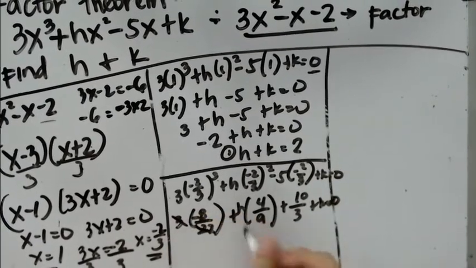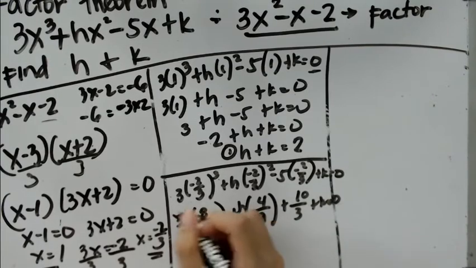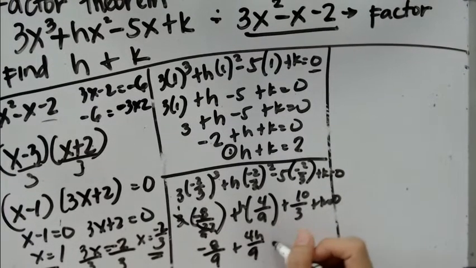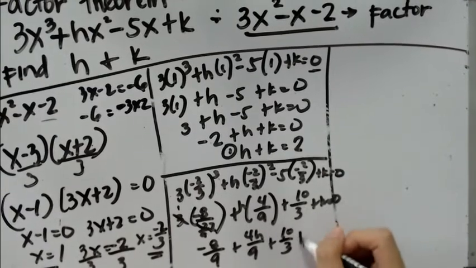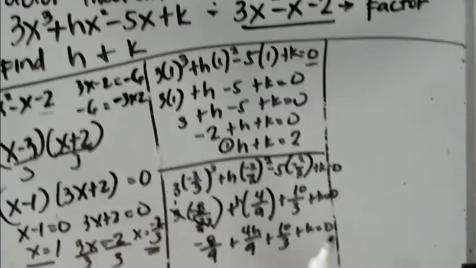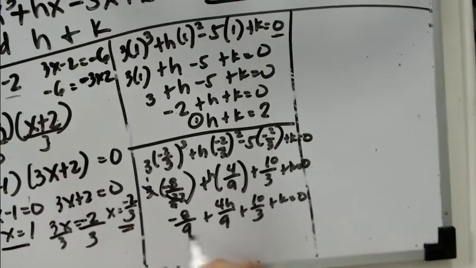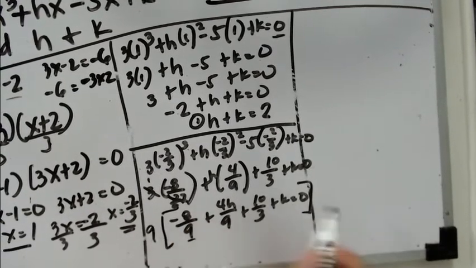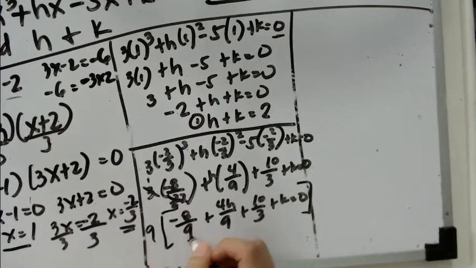We can simplify this one. They are both divisible by 3. This becomes 1. This becomes 9. We have here negative 8 over 9, plus 4h over 9 plus 10 over 3 plus k is equal to 0. We want to work with linear. So what we are going to do is multiply all the terms by the highest denominator, 9. This will be canceled out.